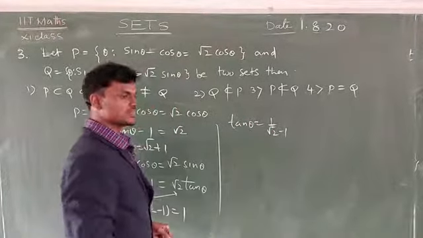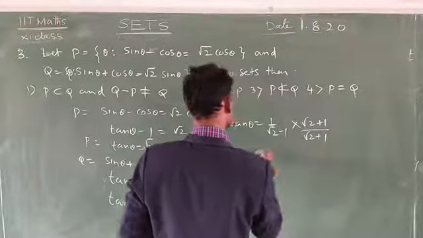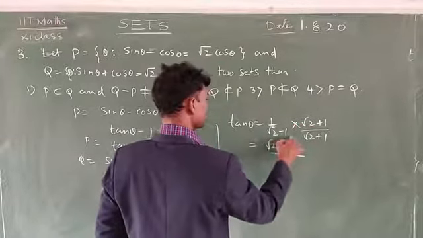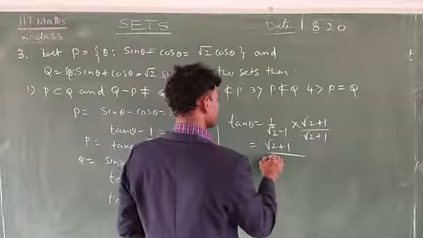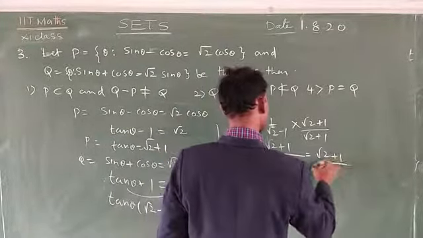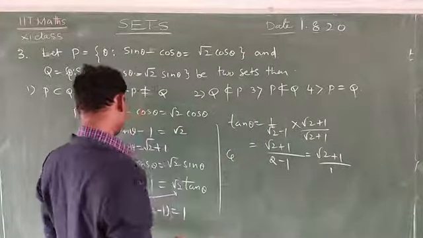Now rationalize the denominator: multiply by root 2 plus 1 over root 2 plus 1. Now 1 into root 2 plus 1 is root 2 plus 1, over here (root 2 minus 1)(root 2 plus 1). A minus b into a plus b is equal to a squared minus b squared. Then root 2 whole squared means 2 minus 1, so root 2 plus 1 by 1. Then this is Q.